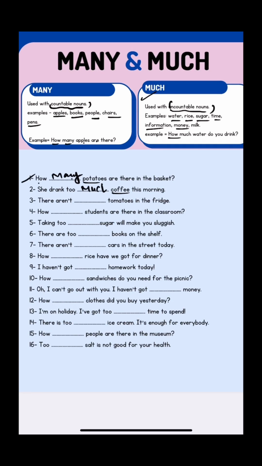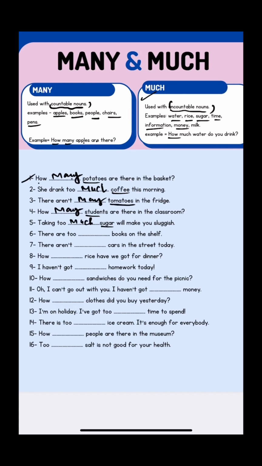There aren't dash tomatoes in the fridge. Tomatoes are countable. Answer is many. How dash students are there in the classroom? Students are countable. Answer is many. Taking too dash sugar will make you sluggish. Sugar is uncountable. Answer is much.